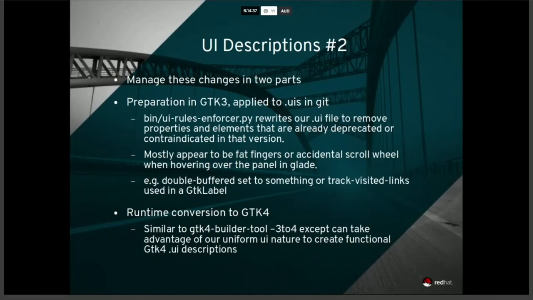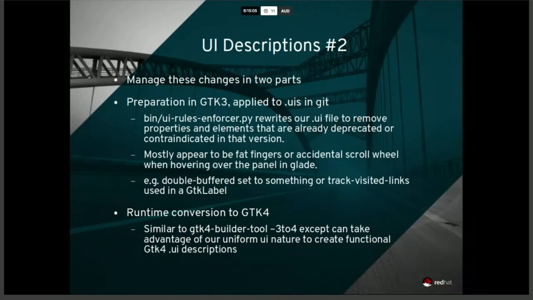For the most part, the properties appear to be accidental properties. Maybe somebody fat-fingered something or accidentally used the scroll wheel while hovering over the panel in Glade. So you get cases where the double buffered property is set to something which we would never want to do. Or perhaps that a tracked visited links property has been toggled on in a GTK label, mostly meaningless accidental changes. That's the static part of things.